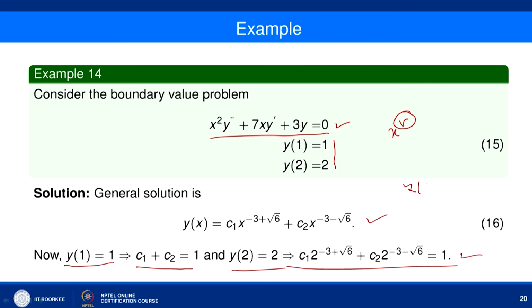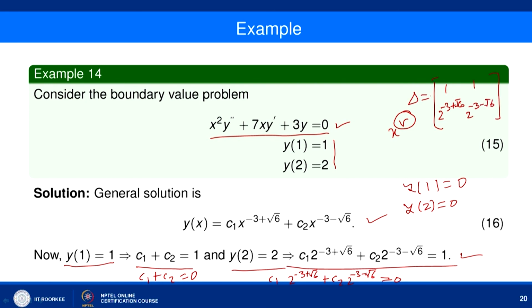How can we check? You put y(1) equal to 0 and y(2) equal to 0, and then we have c 1 plus c 2 equal to 0, and c 1 times 2 to the power minus 3 plus root 6 plus c 2 times 2 to the power minus 3 minus root 6 equal to 0. Here we can easily check that this determinant with entries 1, 1 and 2 to the power minus 3 plus root 6, 2 to the power minus 3 minus root 6 is your delta. If you look at its value, this delta comes out to be a non-zero value.